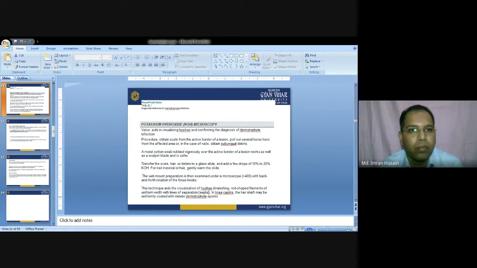Tinea unguium. Dermatophyte nail infections, tinea unguium, can cause white or yellow discoloration of the nails, as well as either thickened or brittle nails. Severe nail infections can cause complete breakdown of the nail itself, which can then become separated from the nail bed. Generally, toenails are more often affected than fingernails, and individual nails are sometimes spared. So you must understand the scenario of these diseases.